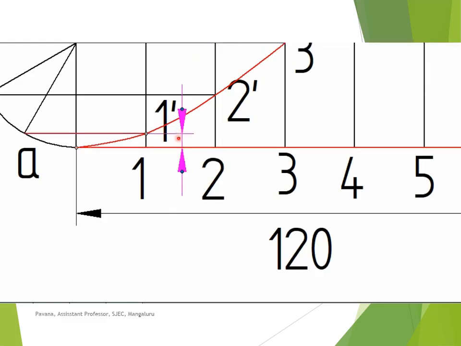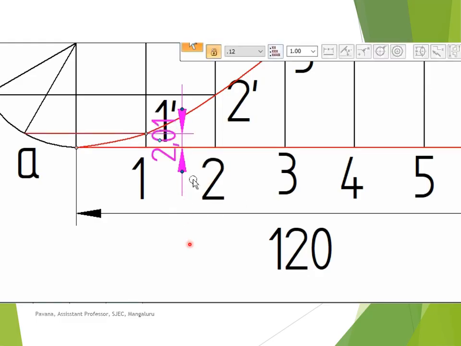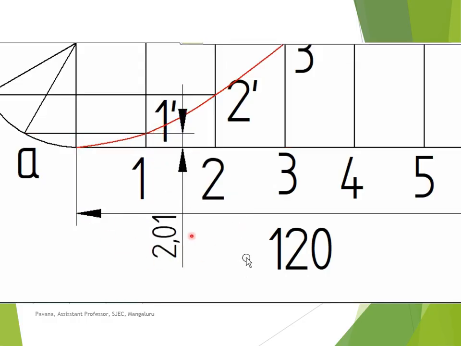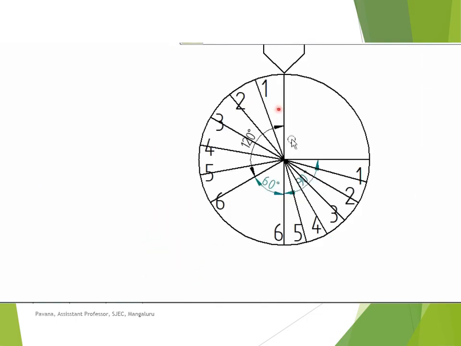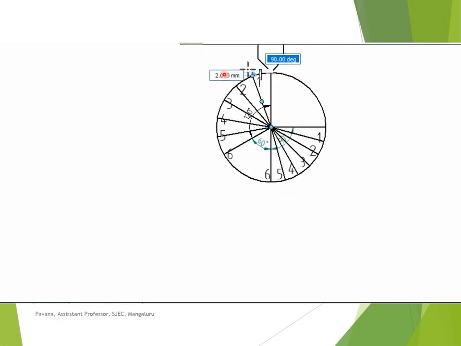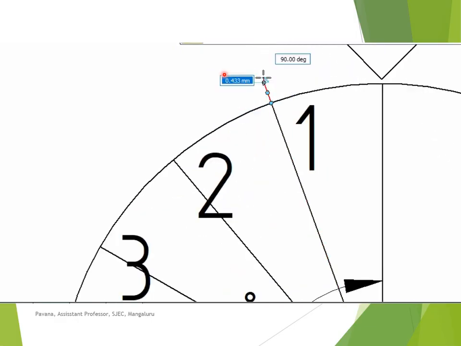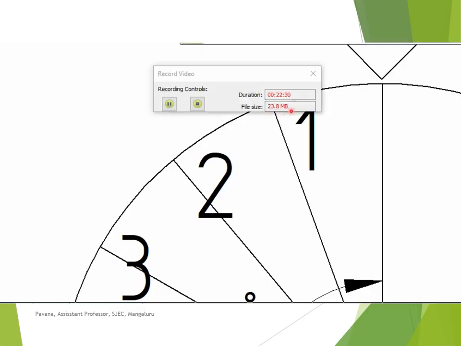So the distance is 2.01 here. This software is showing in terms of mm. So this distance, what distance you got from 1 to 1 dash, that you have to add to this point. So we are doing for 120 degree. So from this point 1, draw a line, whatever distance you got there. Just add a straight line. 2.01 was the distance, that line I have added here.